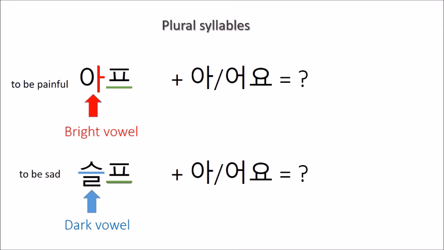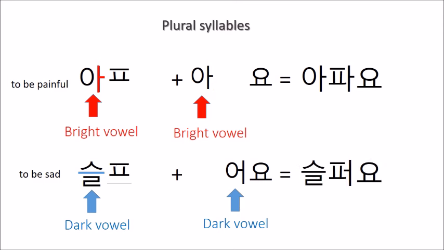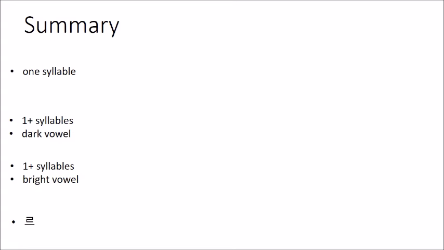Respectively, we add them with 아요 and 어요, which stand for the bright vowel and dark vowel in this particle. Before we get the result, we do that again. We delete the ㅡ in these word stems to get 아파요 and 슬퍼요. Do you get it? Okay, let's summarize it.